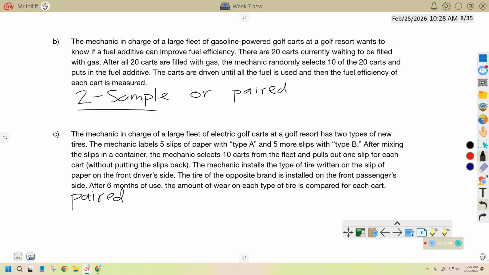This one, there's flexibility, depending on whether the carts are identical. This, it's the same cart. Has to be paired. Anytime you've got 2 data values coming from the same sample, the same person, the same cart, the same object, run it as paired.